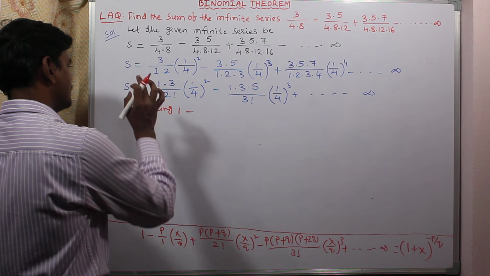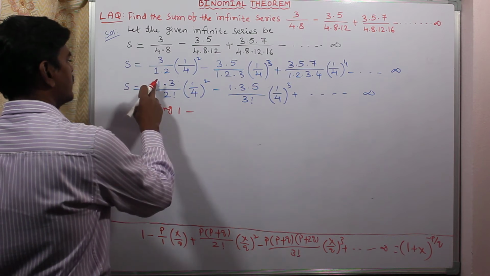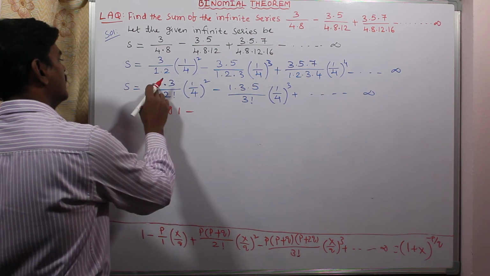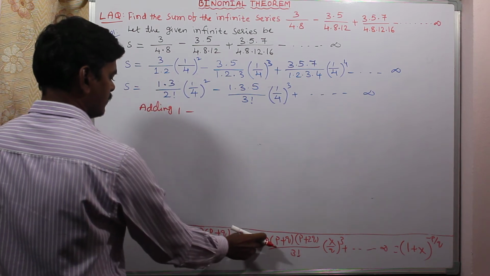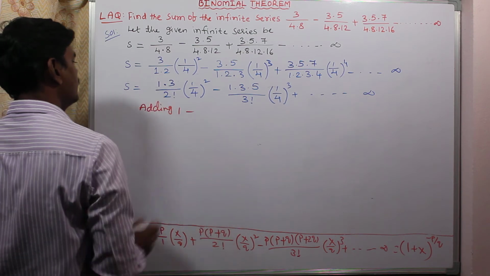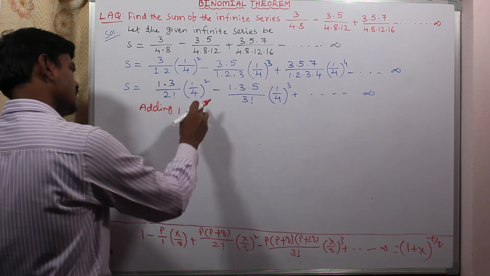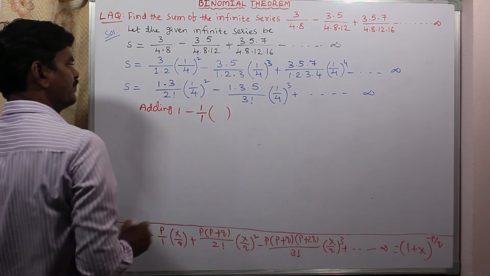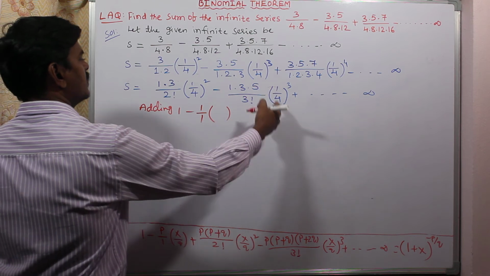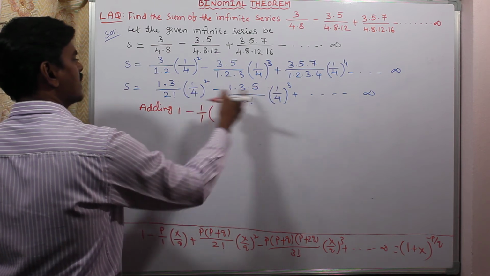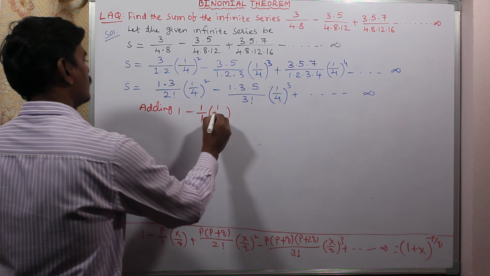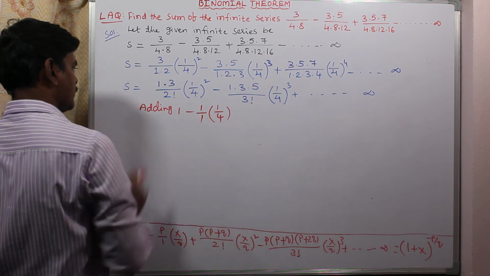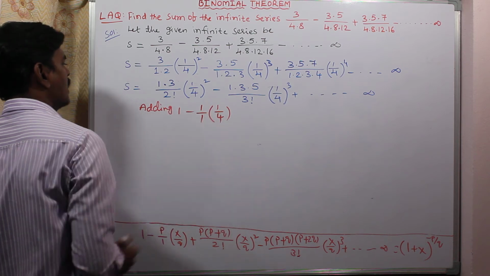Try to identify what the p value is. If I observe here, every numerator is beginning with 1, and in general the beginning value is p, so p value is 1. P by 1 becomes 1 by 1 into x by q. Clearly 1 by 4 is the x by q value, with x by q whole square, x by q whole cube, so 1 by 4 is the x by q value.